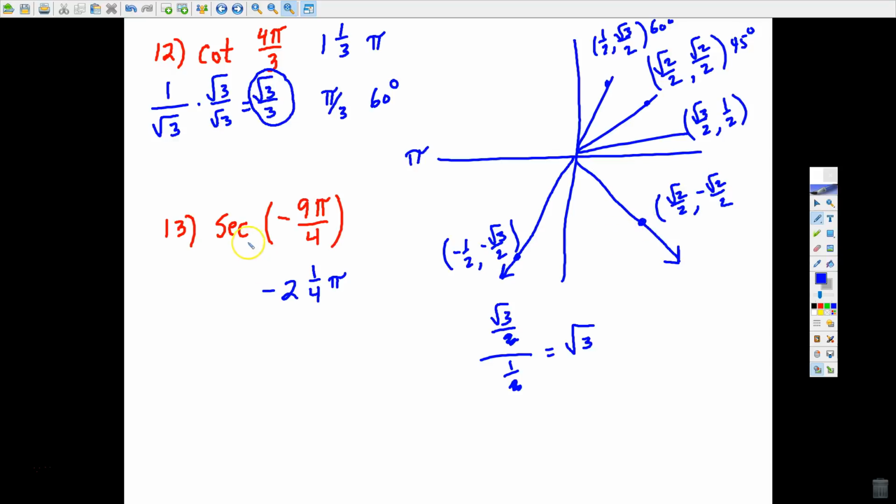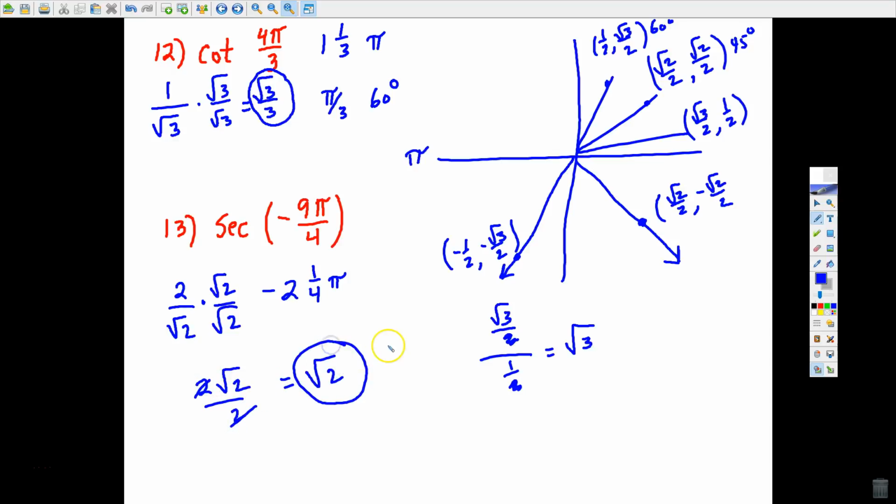And secant is the reciprocal of cosine. So cosine for this angle, negative 9 pi over 4, is root 2 over 2. Well, if we want secant, we're going to have to take that and flip it over and rationalize. And so we end up with 2 times root 2 over 2, and the 2's cancel. So my answer for number 13 is just root 2.